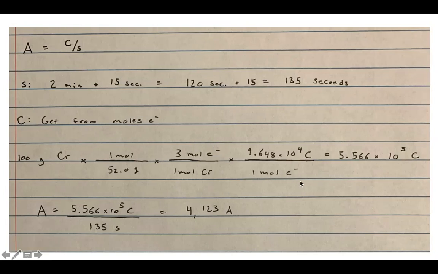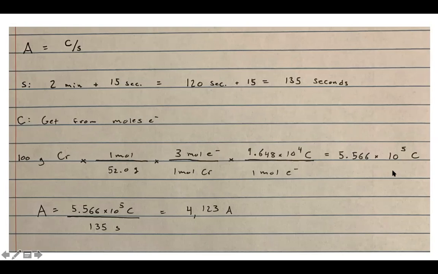And then 1 mole of electrons is this 9.648 times 10 to the 4th coulombs number. By doing that dimensional analysis, I can find that 100 grams of chromium is associated with 5.566 times 10 to the 5th coulombs. As you can see, I solve for my numerator and denominator separately.